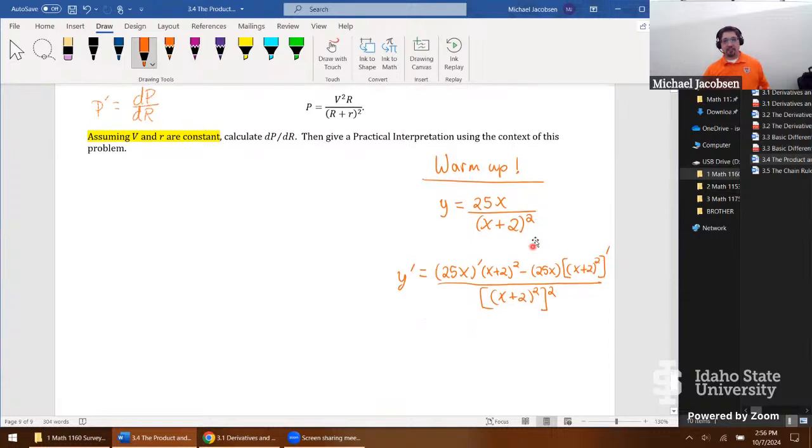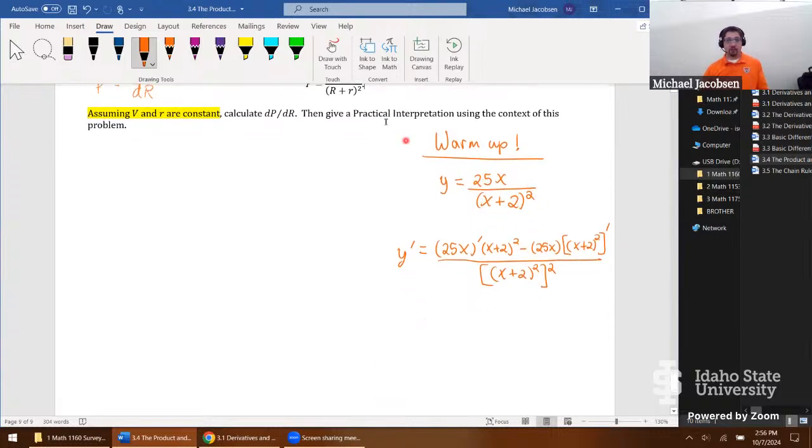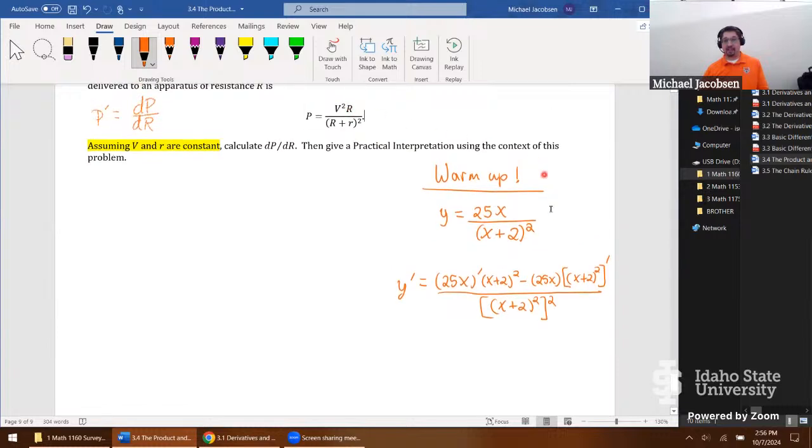Let's actually finish it off as well, just to get a good feel for how the larger question is going to go. So if we finish this one off, we need the derivative of 25x. That'll be just 25. That's going to be x plus 2 squared minus 25x. And notice the derivative of this one is a little bit different. That one's kind of a challenging derivative because it has a power 2, and the function has been factored as x plus 2 to the power of 2.